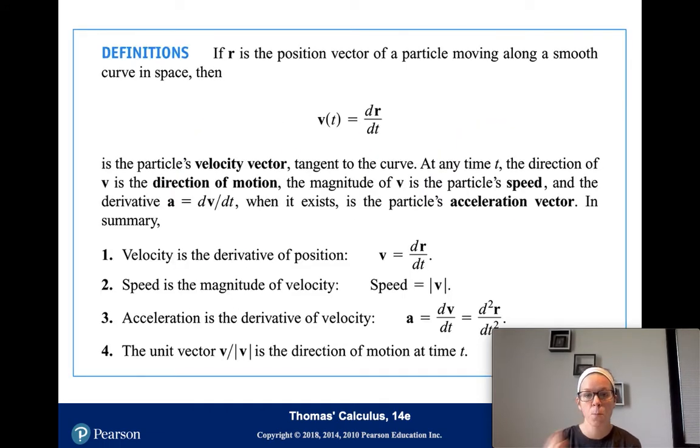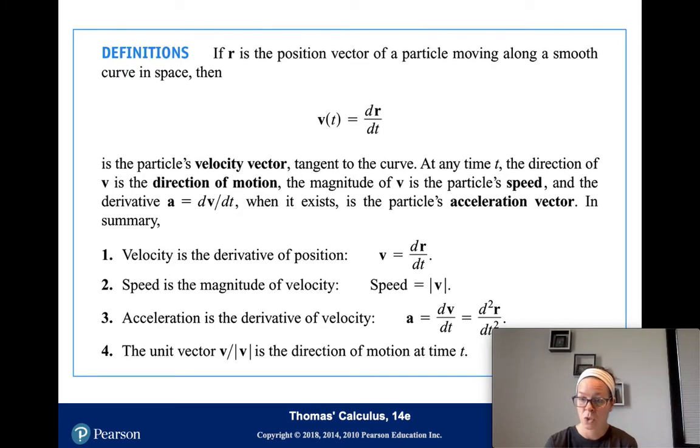So we tend to think about motion as being a primary application of these vector-valued functions. If we have a function r that is defining position, then when we take the derivative of that, the derivative of position is velocity. So we get a velocity function then.